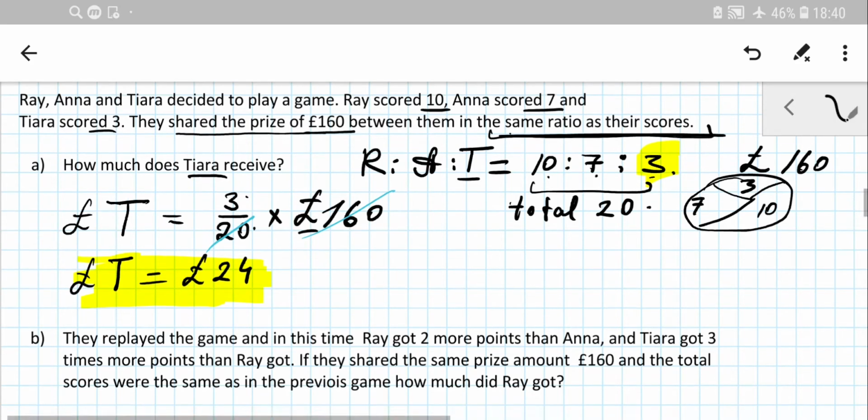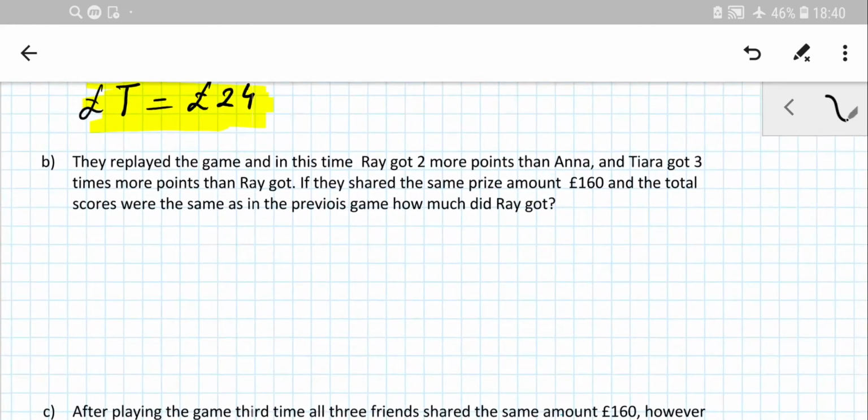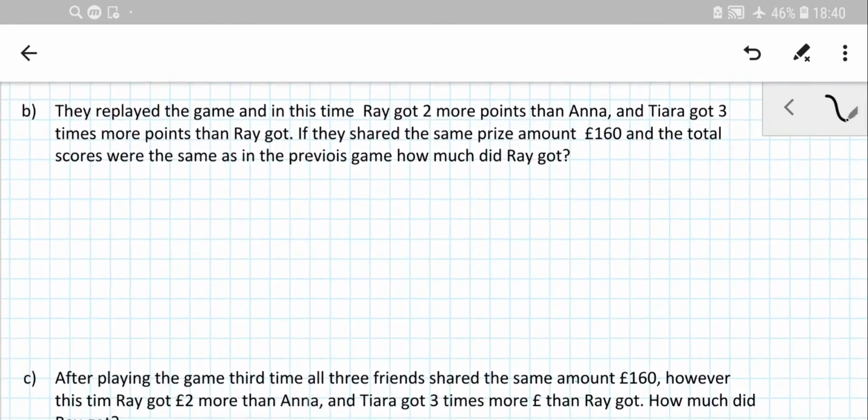Okay, so let's go to part B. They replayed the game, and this time Ray got 2 more points than Anna. Now you have a known total of points but unknown scores, but you know the relationship between Ray's score, Anna's score, and Tiara's. Ray got 2 more points than Anna. Tiara got 3 times more points than Ray. Just pay attention to the words. You need to be able to restore the mathematical expressions and equations that the sentence tells you.